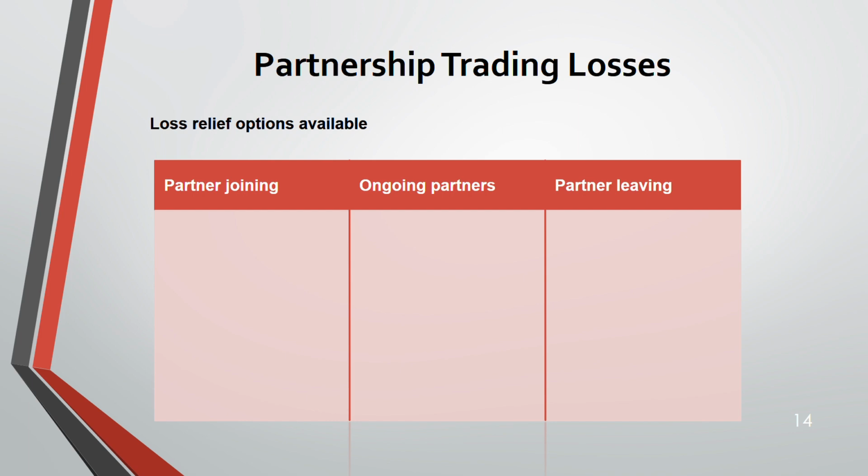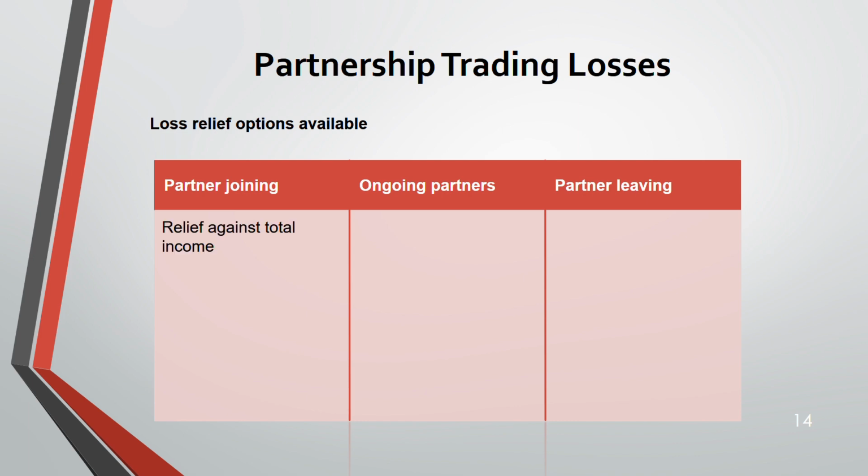Now, these are the loss relief options available. I've made it much easier for you. This is a summary of the reliefs available at each stage. When a partner joins, there is a separate type of relief. For ongoing partners, there is another set of reliefs, and for a partner leaving, there are some other reliefs. But some reliefs will be applicable for all, whether you're joining, ongoing, or leaving.